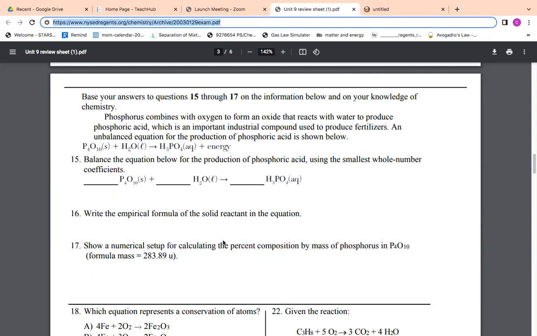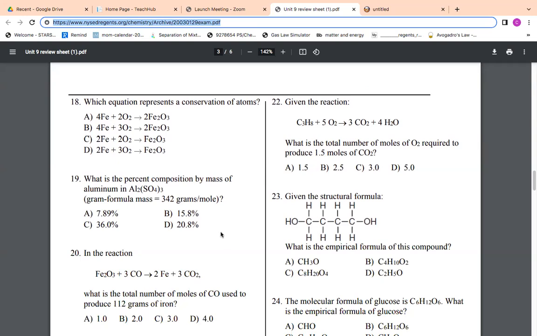All right, number 18. Which equation represents a conservation of atoms? When they're saying conservation of atoms, they're basically asking you which one of these is properly balanced. So let's look at choice A. In choice A, we have 4 irons. That's good. Over here, we have 4 irons. That's good so far. Here we have 4 oxygens, but here we have 6 on the product side. So this is no good.